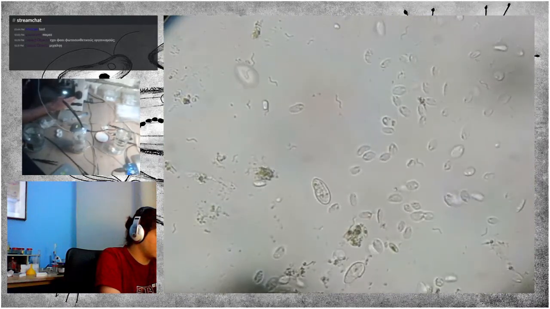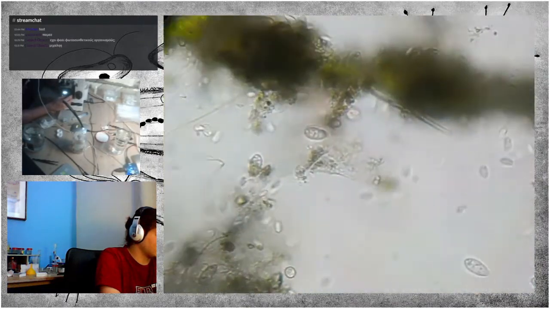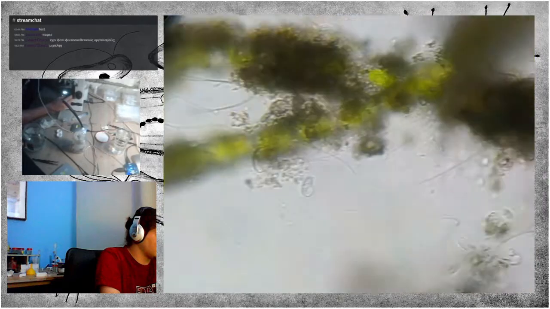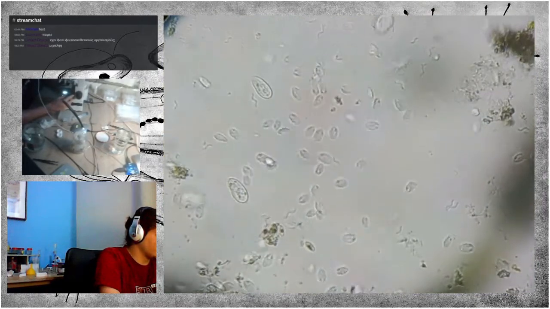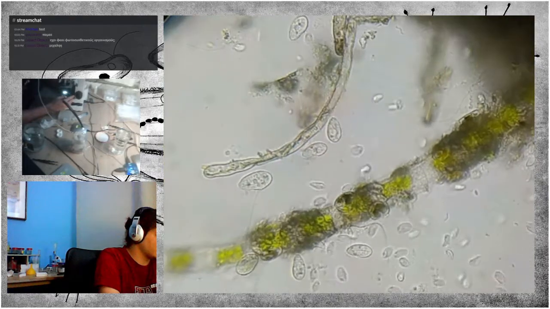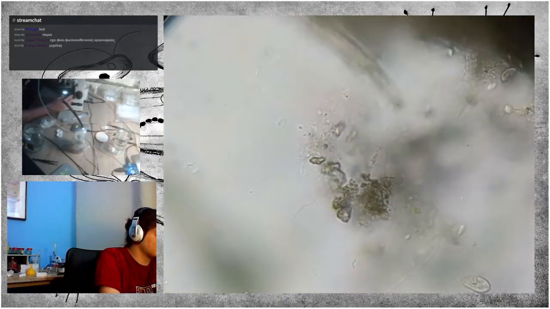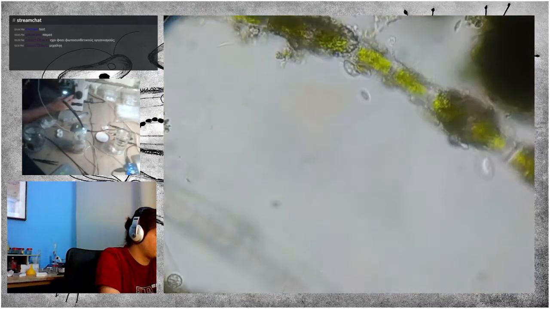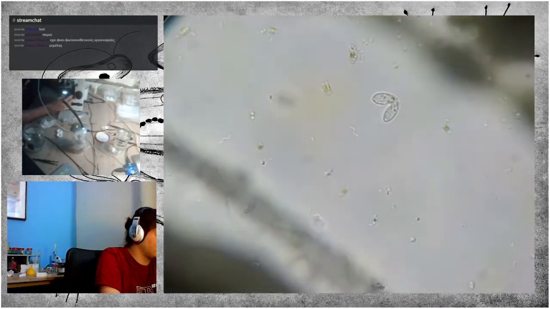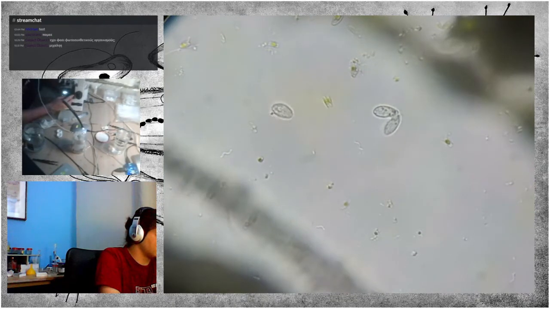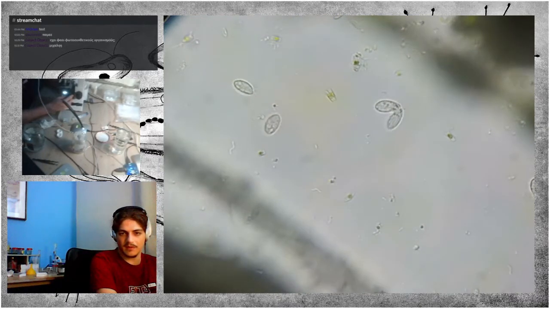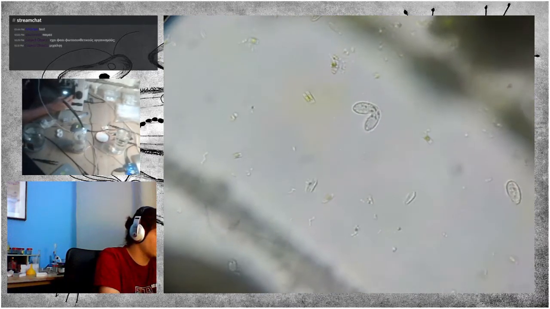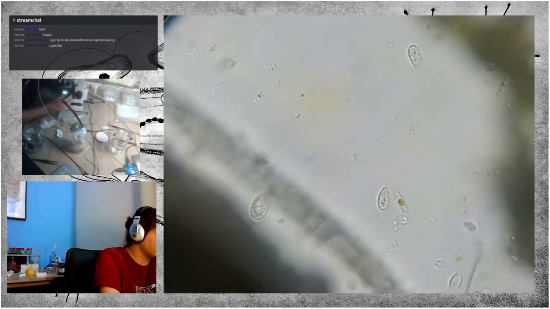Now, this slide I am going to keep after the stream and keep it in the humidity chamber. I have two of those, so for now at least I can store at least seven slides. Here is again those ciliates in the middle of conjugation. Now you can see them better because they're not moving, which is quite good.